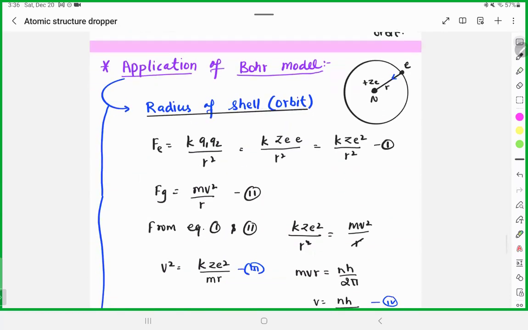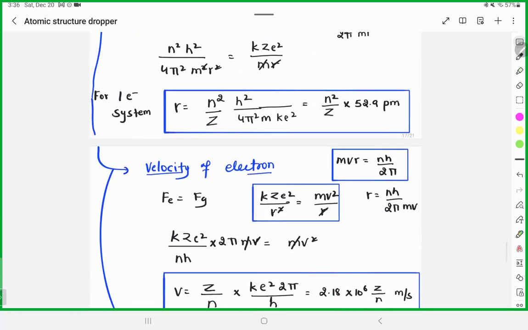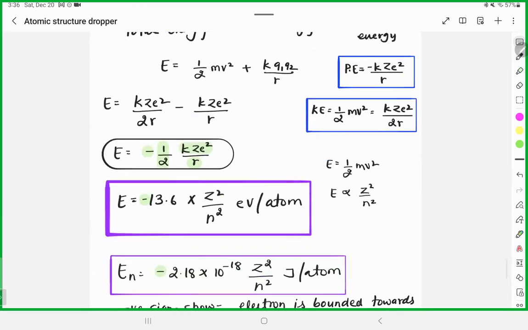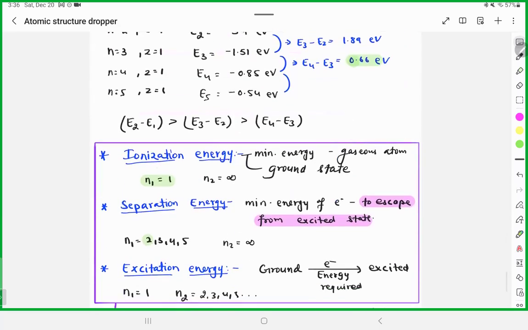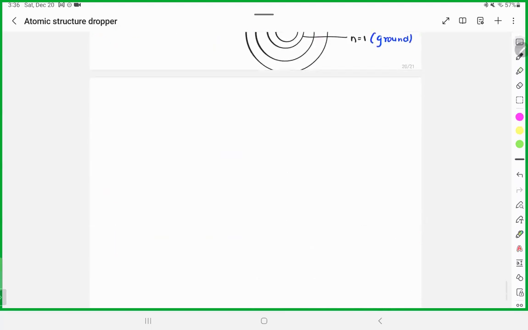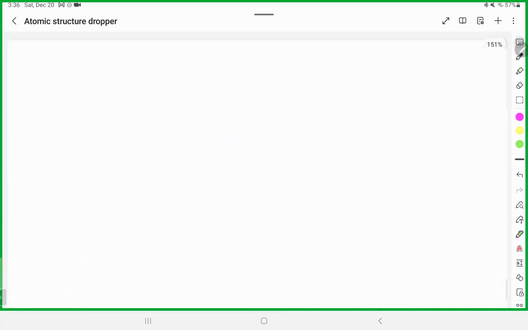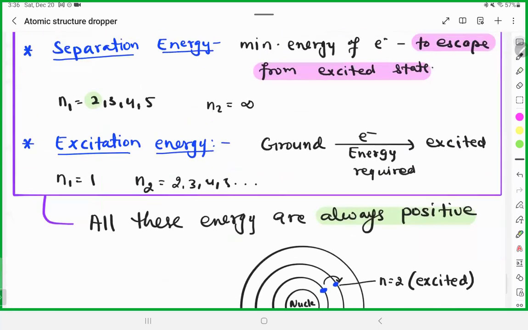Based on this, we could calculate the radius of the shell, velocity, and energy. These three are the most important, and we use this very frequently. And last point was different types of energy. One is the ionization energy, separation energy, and excitation energy. Okay.